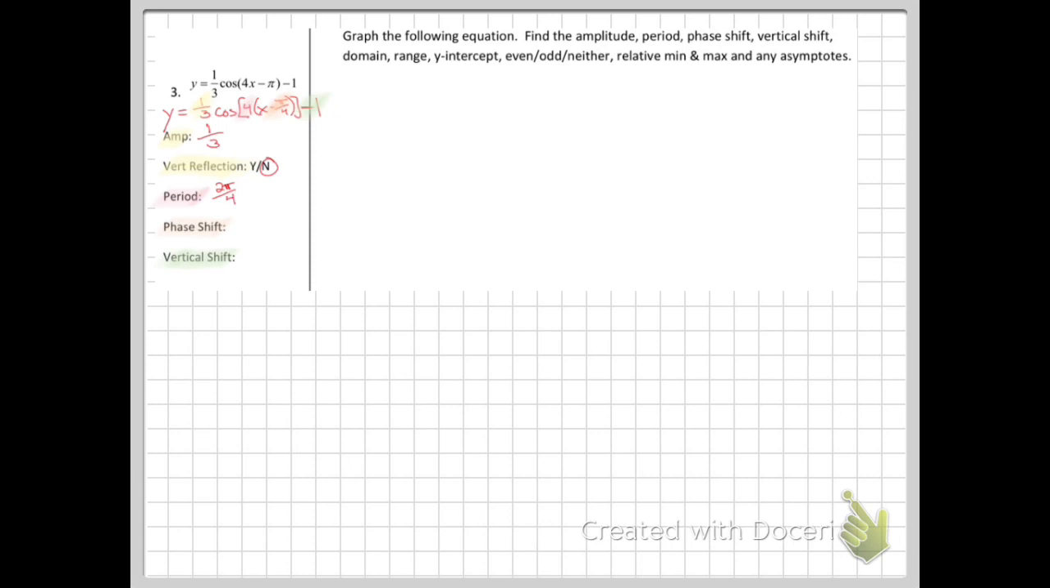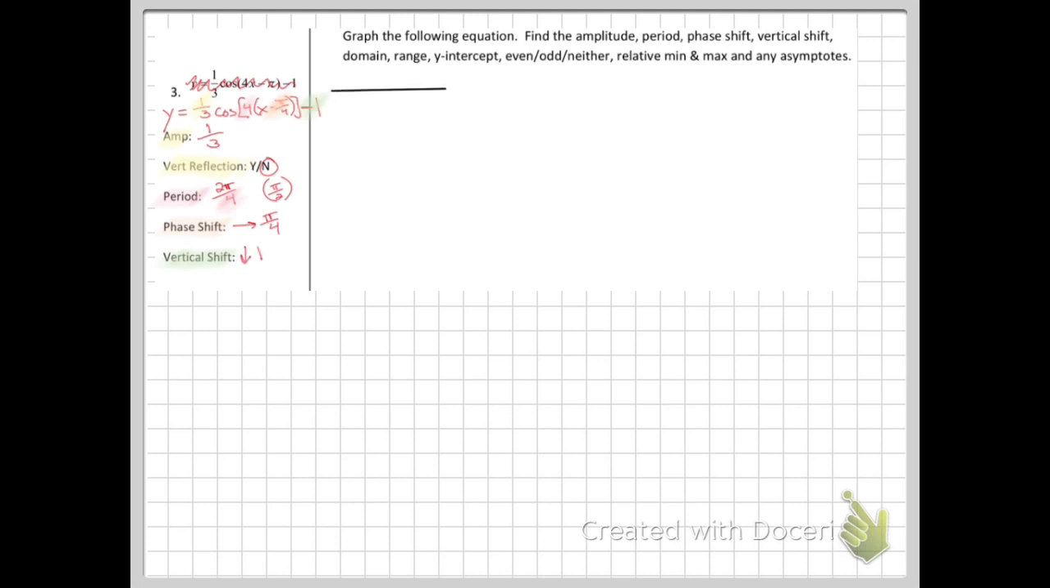You are, again, welcome to leave the period as 2 pi over 4, but if you're doing a multiple choice quiz or checking with the book, they're probably going to write it as pi over 2 in reduced form, but it's actually more helpful if we leave it in that form as we start doing some of the math. Phase shift, it says minus, so that's actually right pi over 4. Remember, we're not looking here anymore. We're only looking at the one we wrote. Vertical shift is down 1.